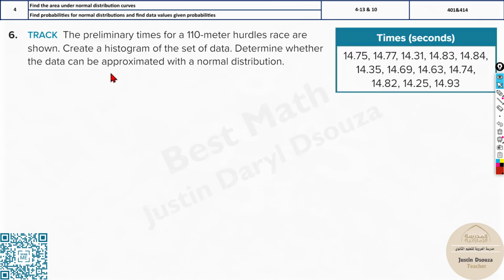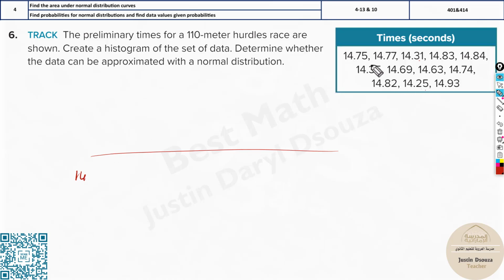And what about the sixth one? Here, the preliminary times for a 100-meter hurdles race are shown. Create a histogram of the set of data and determine whether the data can be approximated with a normal distribution. Now, here you can see this is not discrete because there are decimal points, but let's see whether it can be a normal distribution or not. Let's draw a straight line and see what the minimum value is. 25 is the minimum, so let's start with 14.